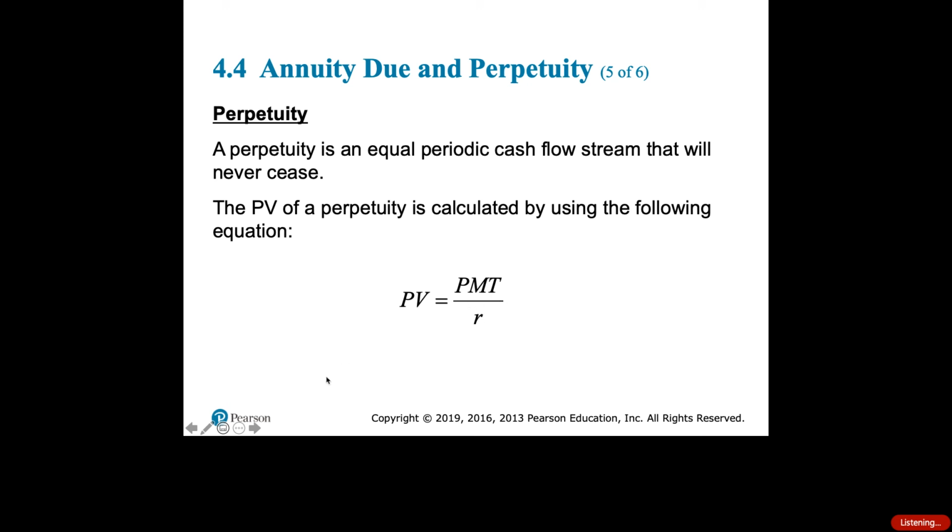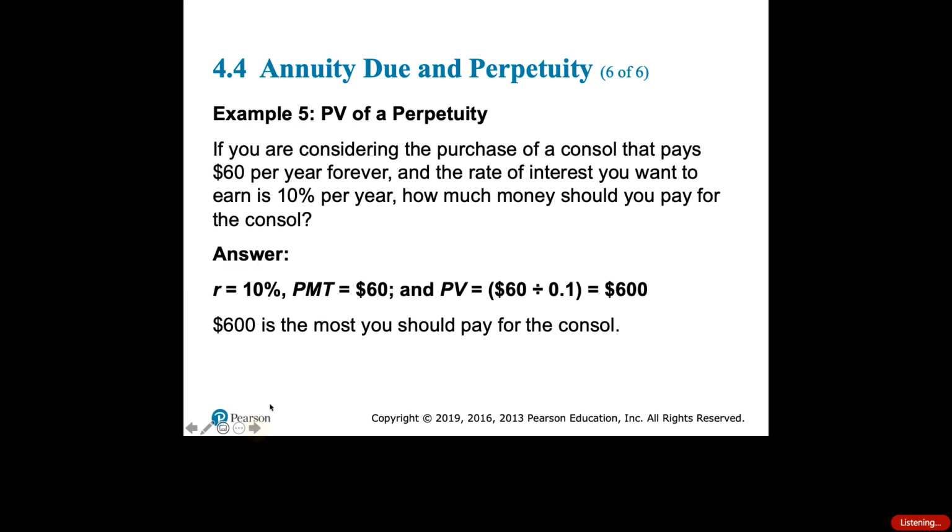Now, let's take a look at an example here. So if we're considering purchasing a consol, a consol is just a bond issued by the British government. It pays out $60 per year forever. The rate of interest you want to earn is 10%. So how much should you pay for that consol?